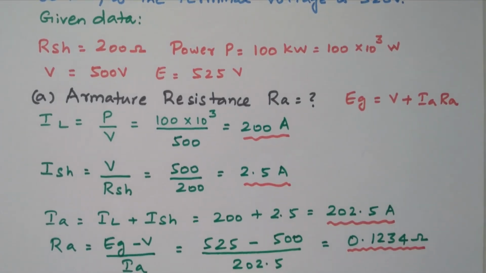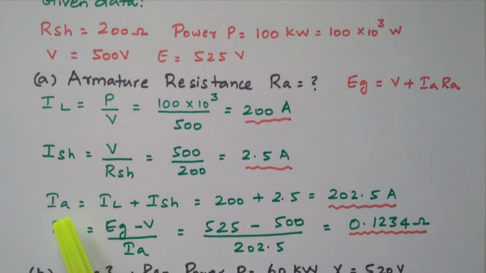Now we'll find the IA, armature current. IA equal to IL plus ISH. In case of a shunt generator, the current generated from the armature is IA, which is split into IL and ISH: the current flowing through the load as well as the current flowing through the shunt field. So the sum of these two is the IA. So 200 plus 2.5 will give 202.5 ampere. So the current flowing from the armature is 202.5 ampere.